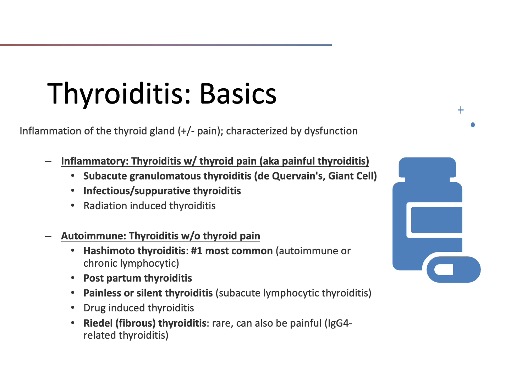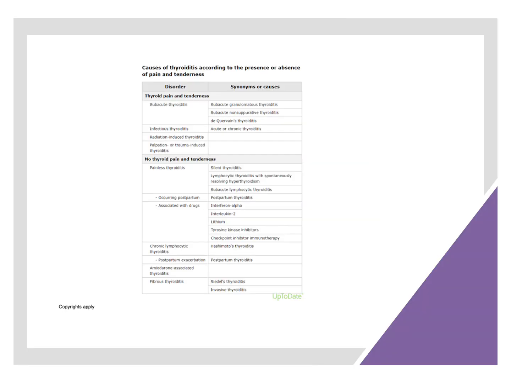Now, the ones that we have in bold here we're going to spend the most time on, and really the least time with Riedel's thyroiditis because it's so rare. As you can see, this is from UpToDate and how they categorize thyroiditis according to the presence or absence of pain and tenderness, and that's how I formed this lecture. But they also include some of the synonyms or causes of the different disease states. I thought that was helpful.